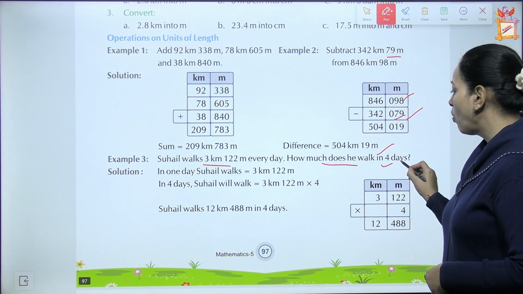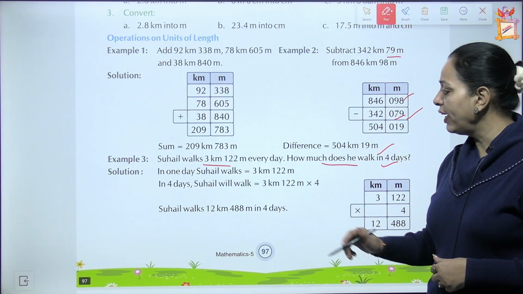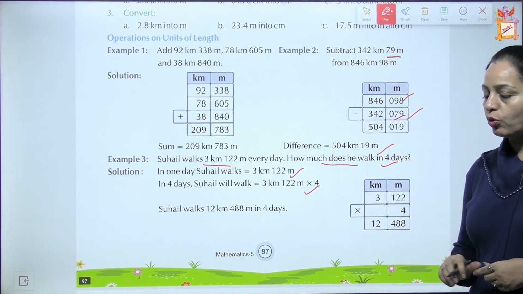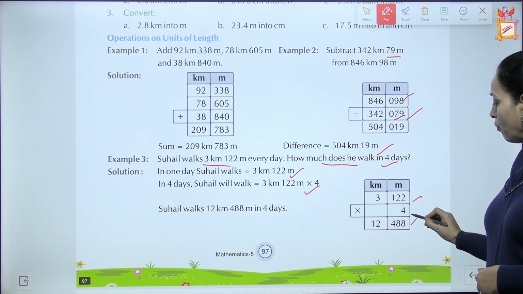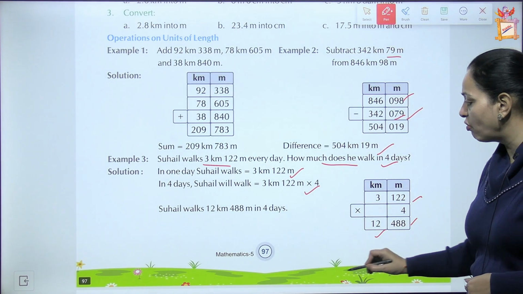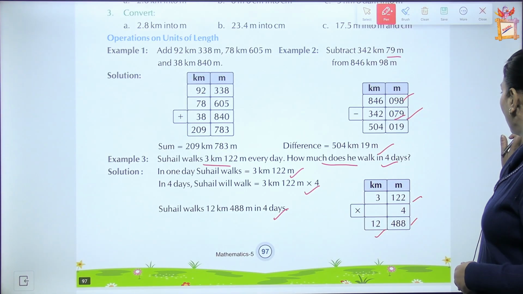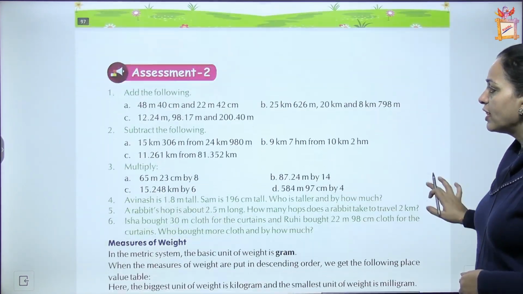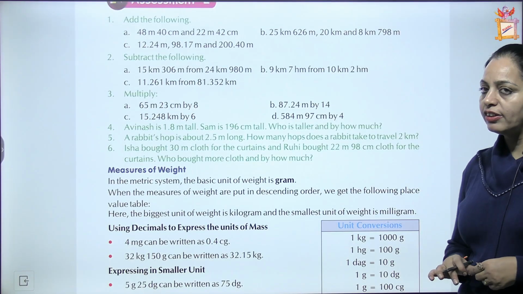Example 3: Suhail walks 3 kilometer 122 meter every day. How much does he walk in 4 days? So 1 day, this distance; 4 days, multiply by 4. So simple multiplication: 4 2s are 8, 4 2s are 8, 4 1s are 4, 4 3s are 12. So 12 kilometer 488 meter.